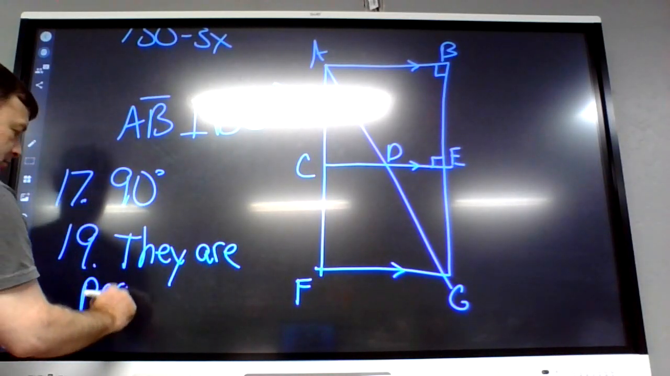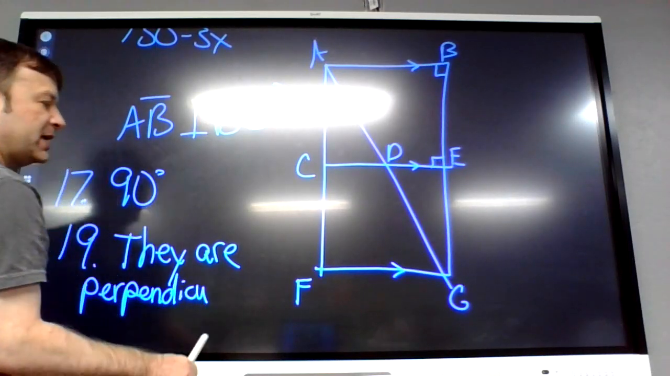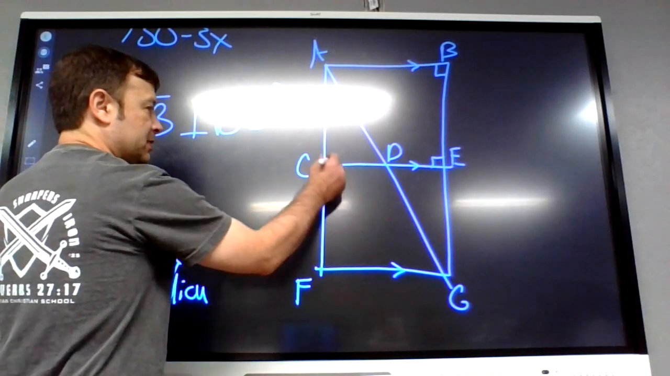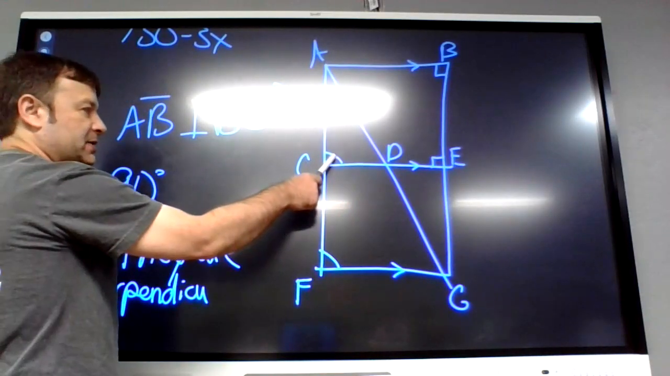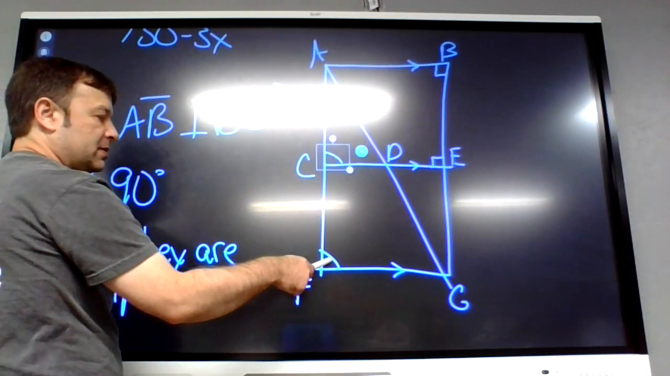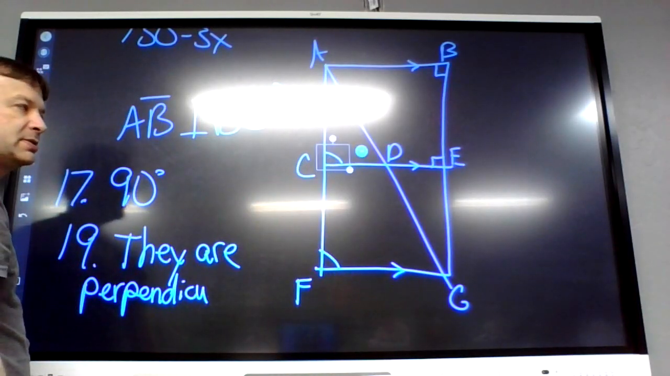Would it be the same thing like on 20? I doubt it. No, was 20 asking about these two? F, G, and C, E, I think. Yeah. Okay, do you remember what I said? Because corresponding angles are congruent. They have to be parallel.